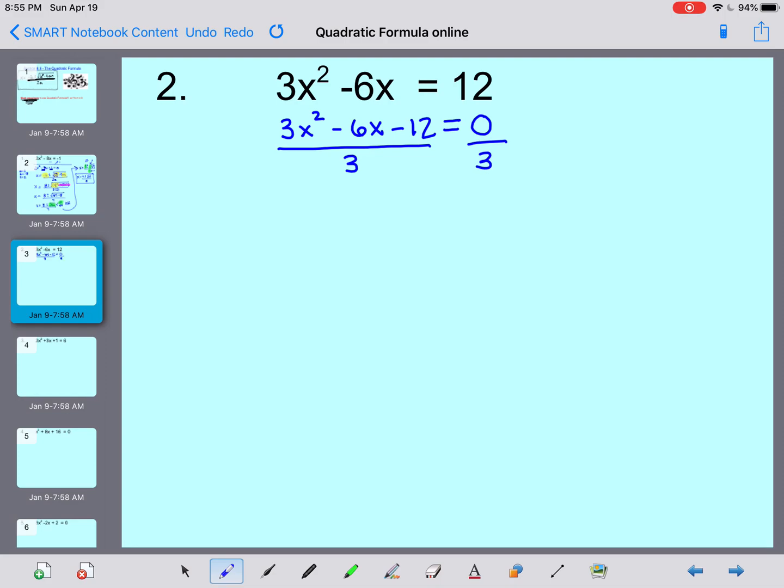Just like you're allowed to subtract 12 from both sides, or add 2 to both sides, or divide both sides by 3, right? So you're allowed to do this. So I'm going to divide every single thing by 3. So x squared minus 2x minus 4 equals 0 divided by 3 is 0. So now I'm going to write down my a value is the invisible 1, that's here. My b value is negative 2. My c value is negative 4.